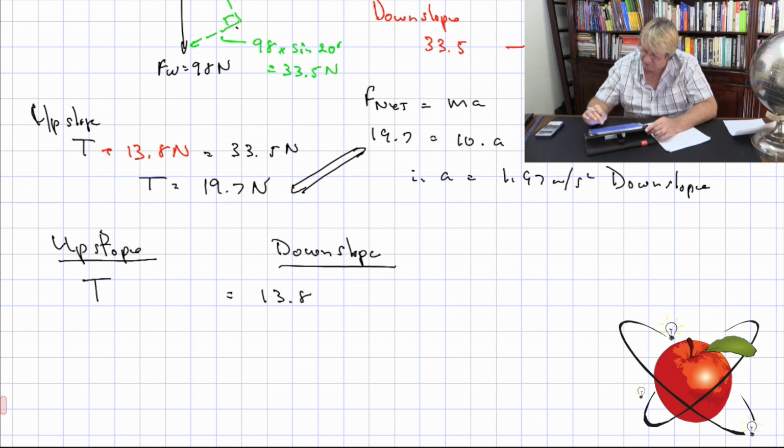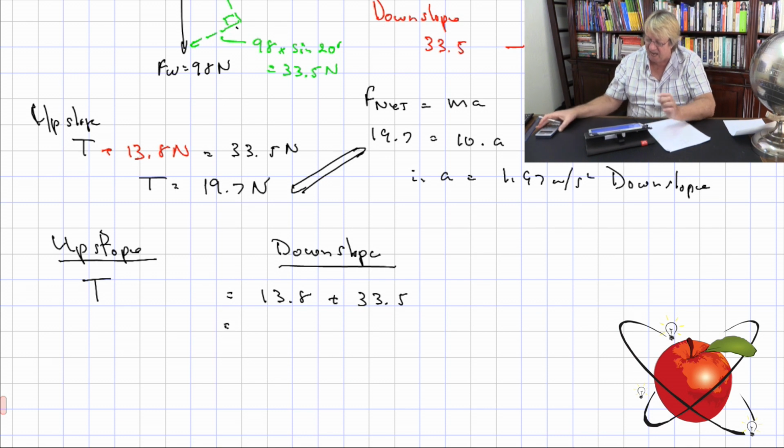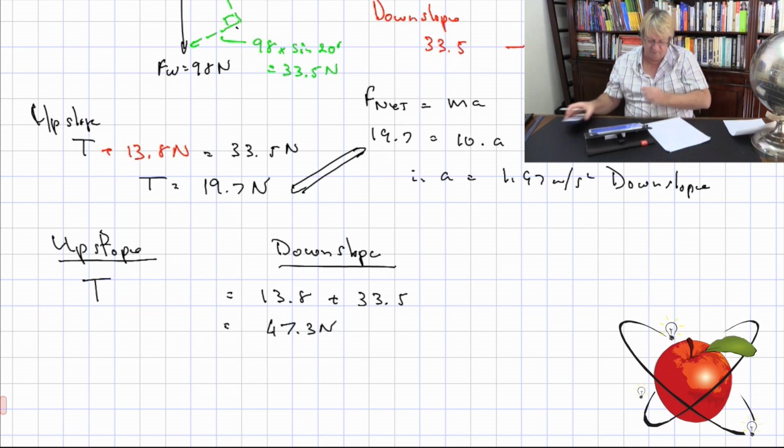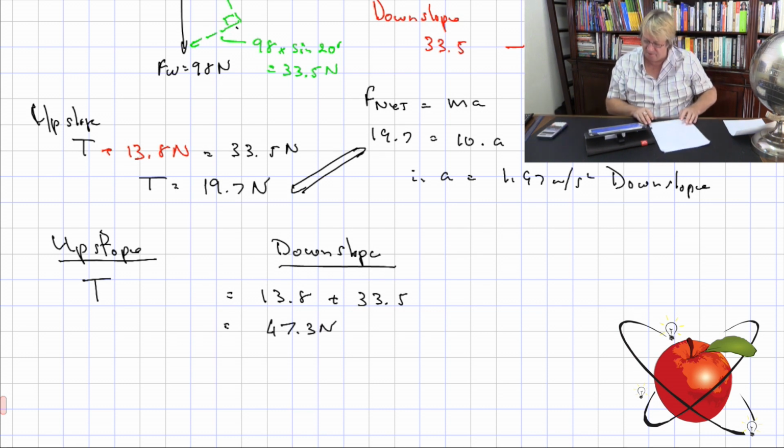I think I'm right, 13.8, and we've got plus 33.5. So if we add those, we get 33.5 plus 13.8 is going to be equal to 47.3 newtons. Okay?